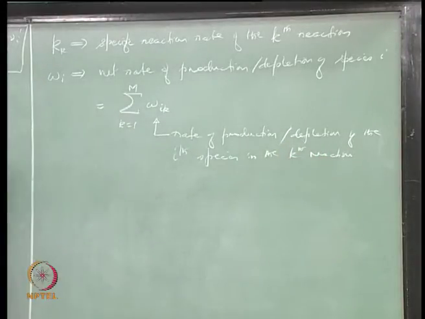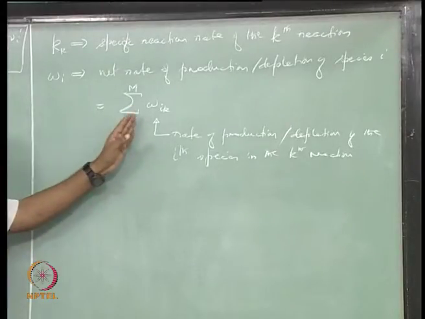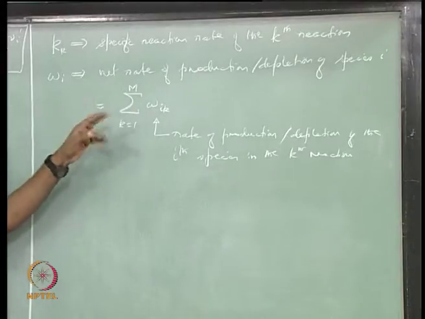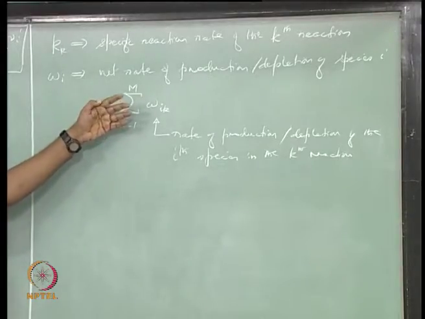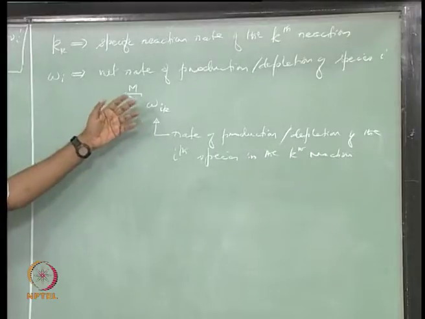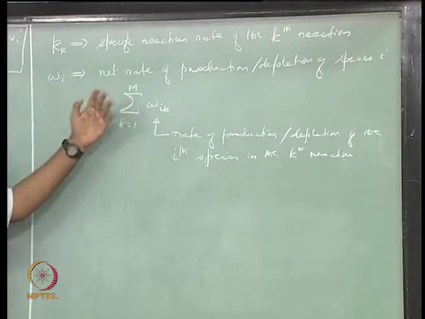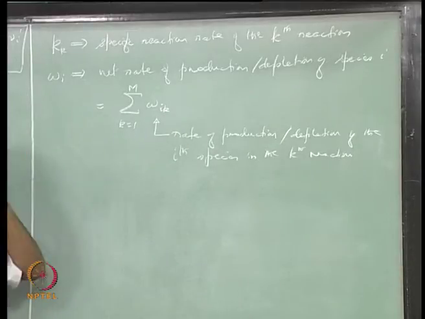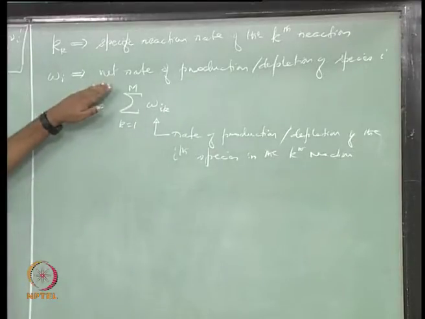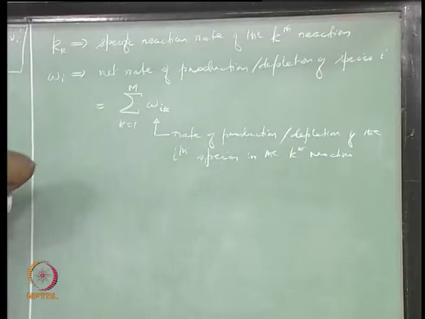That means in every reaction you have some rate of production or depletion of each species, right. That's omega ik. You sum over all the reactions to find out. So in one reaction omega ik could be positive, another reaction omega ik could be negative. If it is negative, that means it's depleting there. If it's positive, it's being produced there. You add up all that stuff algebraically, right. You should now get the net rate of production of that particular species, and that's what we will care about.